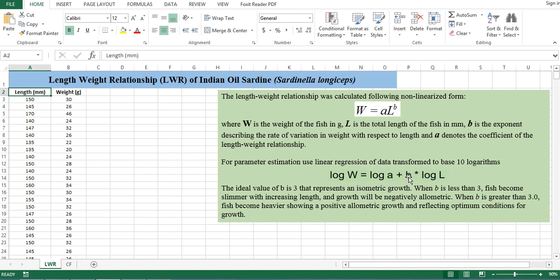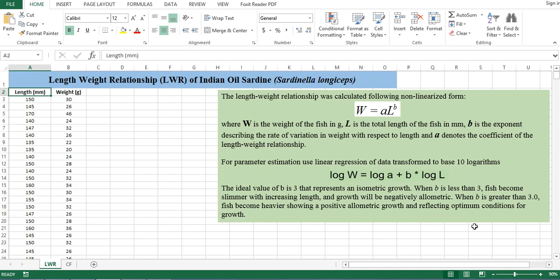In general, the ideal value of B is 3, and that value represents isometric growth. Isometric growth means that in respect to length, weight is increasing in the same proportion. If the B value is less than 3, it means the species is much slimmer, the weight is not increasing in respect to length.